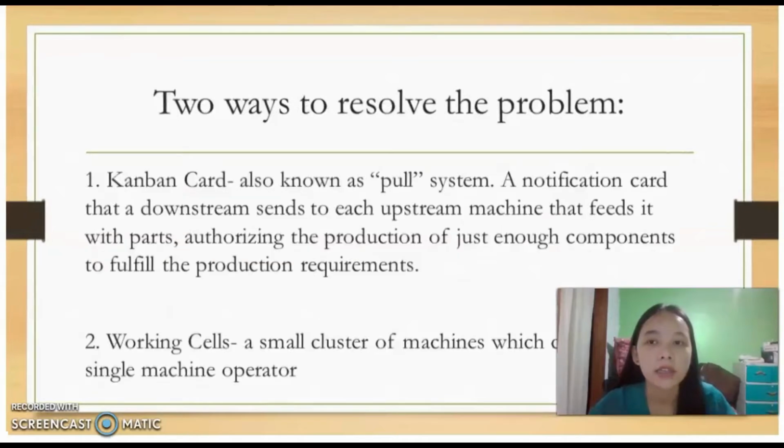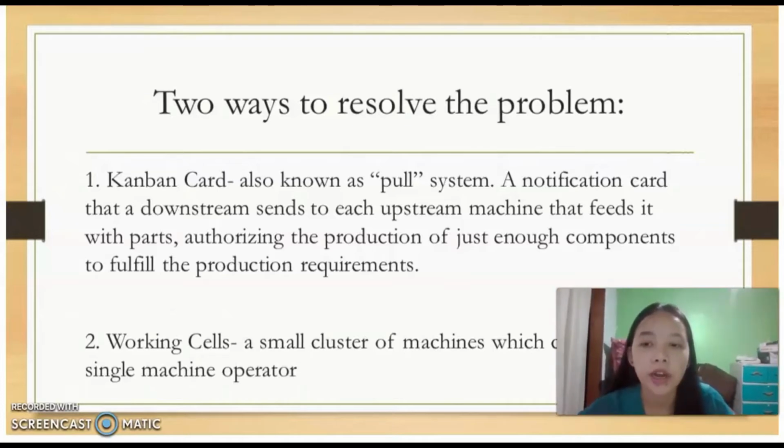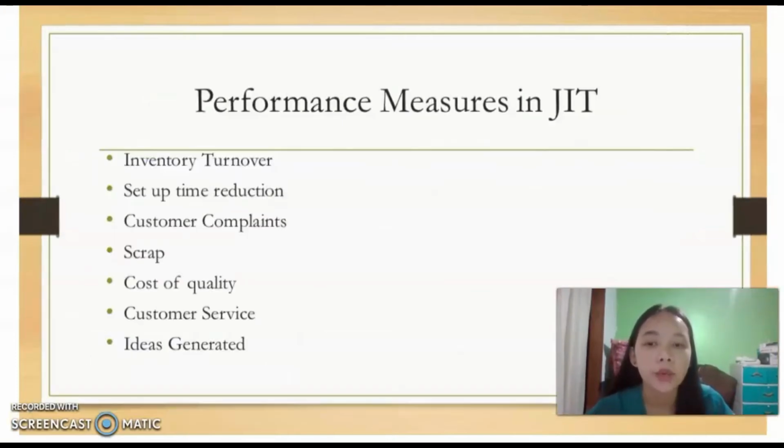Okay, next, two ways to resolve the problem. If your company has a problem, then here are ways to resolve it. The Kanban and working cells. A Kanban card is a card that can visualize projects, identify resources, and some issues, while the working cells also help you to meet the customer demand on the said product, which helps your company resolve every problem that you encounter. And the last topic will be the performance measures in JIT.